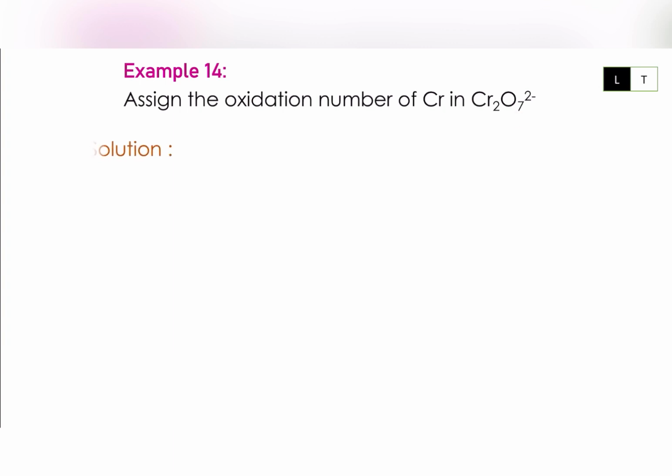For the solution, you know that the charge of a polyatomic ion is equal to the summation of oxidation numbers. So you can write down Cr2O72- equals negative 2 because the charge is negative 2. Next, I'm going to separate the atoms in Cr2O72-. I have 2 chromium atoms and 7 oxygen atoms. The oxidation number for oxygen is always negative 2. I put it into the equation, so I will have this value.